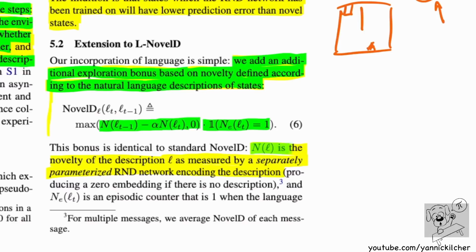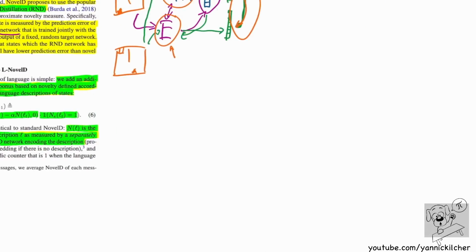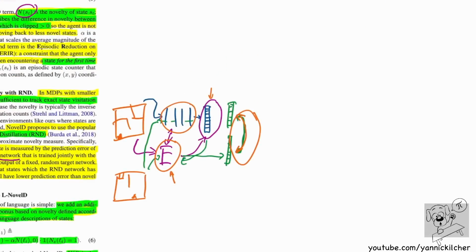So they say NL is the novelty of the description L as measured by a separately parameterized random network distillation network encoding the description. So presumably, other than inputting states, now every state also has a language description. So language description here, language description here. We have a separate network, a separate random network that we can put them through.